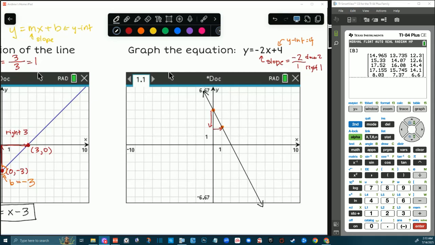You'll notice that when I drew that line, I extended the line from one edge of the graph to the other. We should always do that because a line extends in both directions forever. So don't stop with the points that you drew. Extend it in both directions.